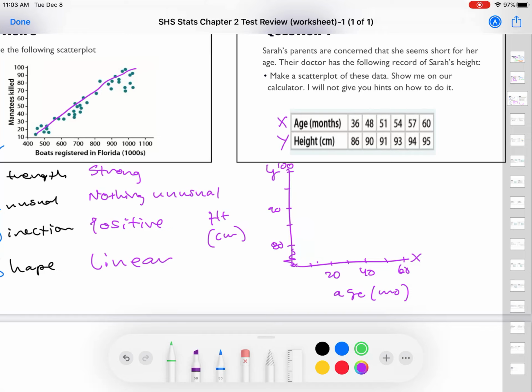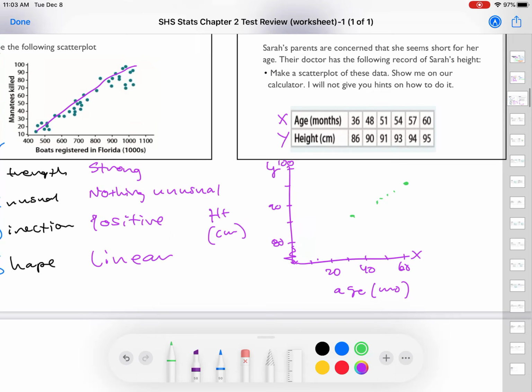36, 86, 48, 90, 51, 91, 90, 54, 93, 57, 94, and then 60, 95. Okay, so that's what mine looks like. Let's go to the next question.